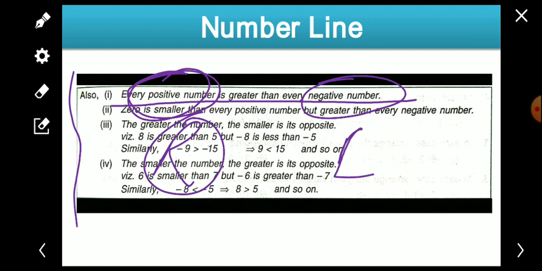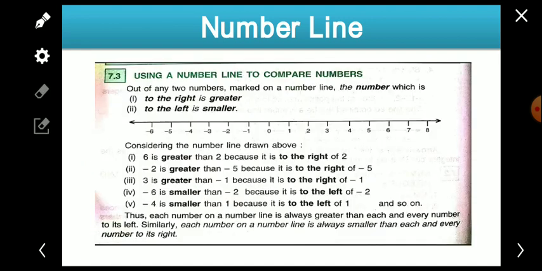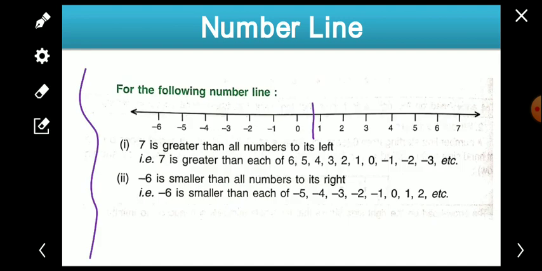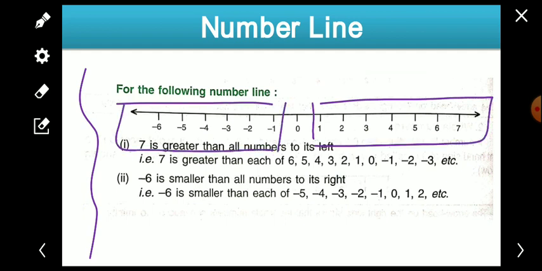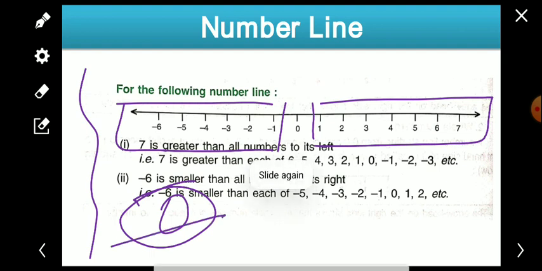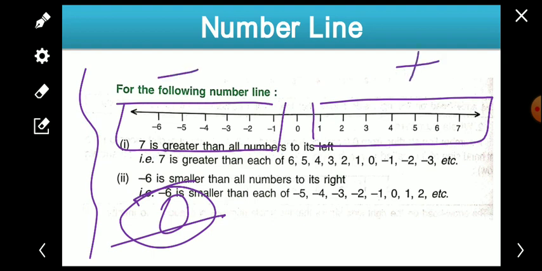Let me see on the number line. These are the positive and these are the negative integers. One thing I want to remind you: 0 is neither negative nor positive. It is neutral. So these are the positive integers, and these are the negative integers.